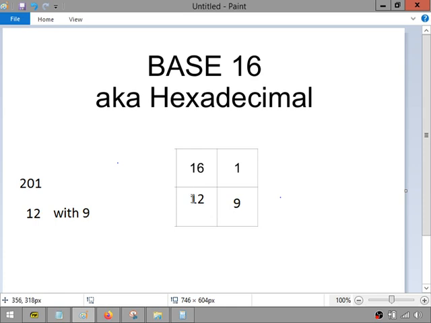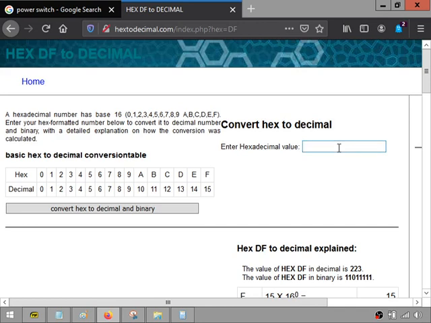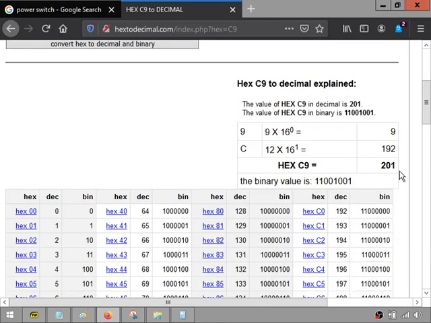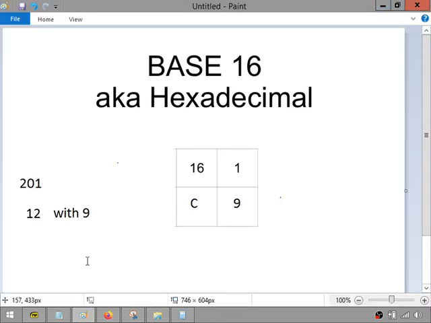Ooh, hang on, we've done something wrong. It's not 12, is it? So A is 10, B is 11, C is 12, so this is actually going to be C9. So there you have it, C9. And let me just double check that this is correct. Okay, 201. There you go. That is reassuring that I know what I'm doing.